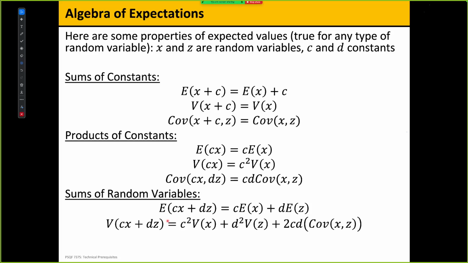Similarly, the variance also changes. We know the variance of a weighted sum, a linear combination, is the weight of each variable squared times its original variance. So c squared times the variance of x plus d squared times the variance of z. But then we have to consider the covariance as well, and that's 2 times each of those constants, c times d, times the original covariance of x and z. How are we doing?